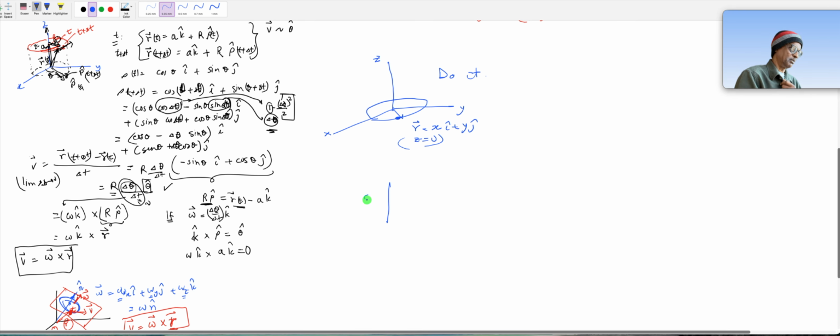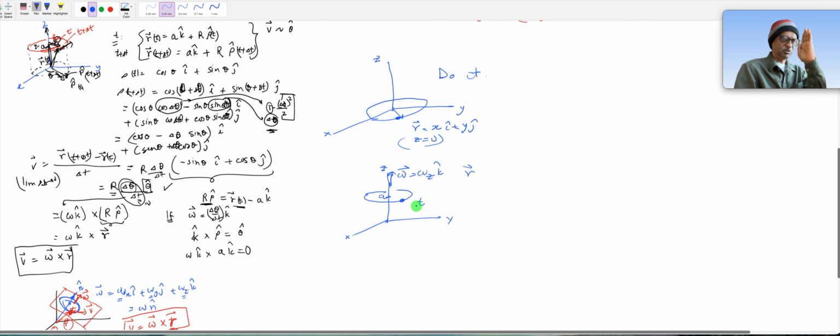So z is not 0, but it's still a circle. It's still parallel to the xy plane. And at some time t, let's say this is z equals a. So vector r and omega: omega is simply omega z k hat. There's no omega x, omega y. It's all pointed along the z-axis.